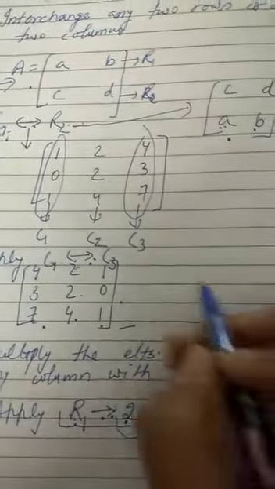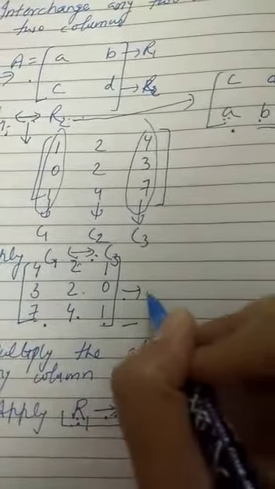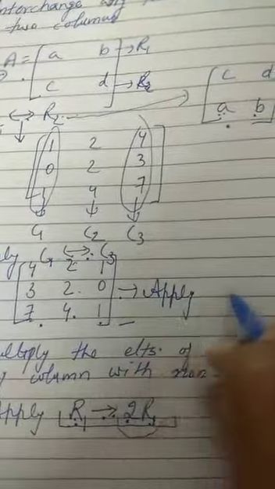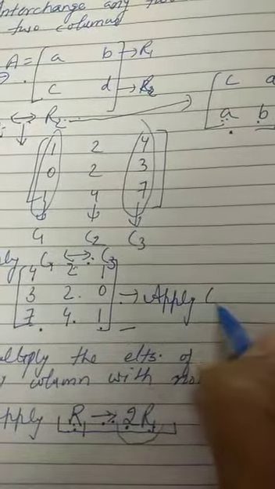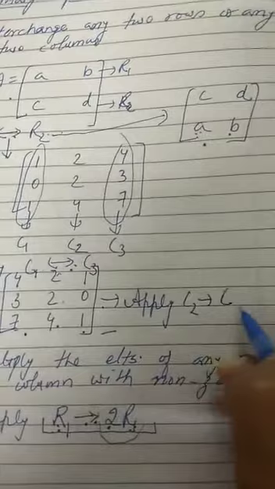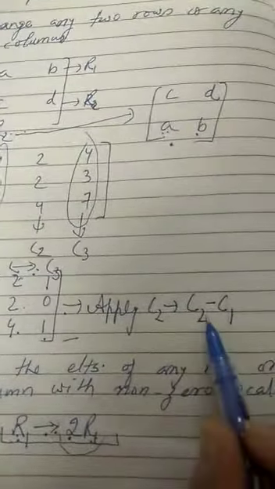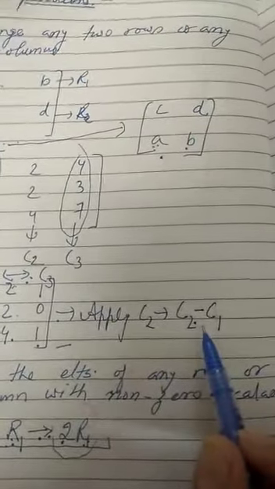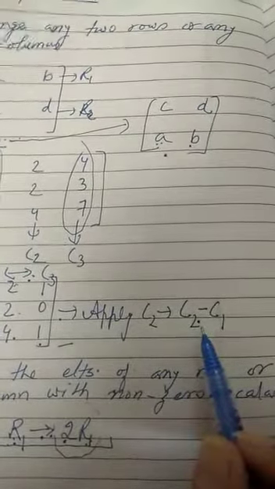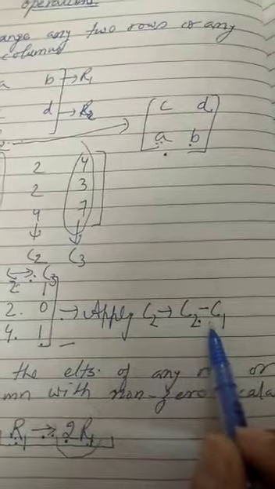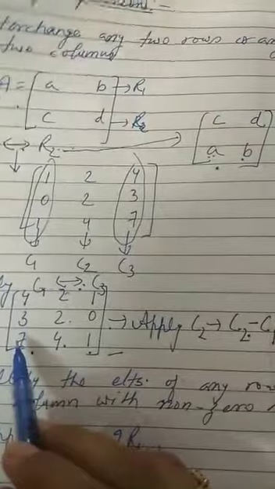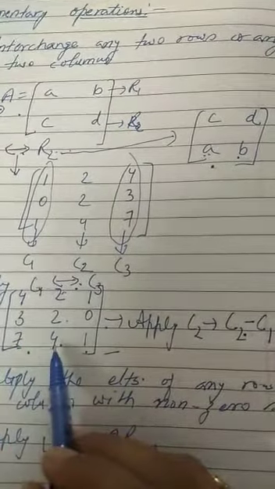Now let us do one thing. In this, I am going to apply, let us take in C2, we want to do C2 minus C1. Why have I taken the minus sign? Say if we can add the elements, we can subtract the elements as well. Because in this, first I am multiplying the elements of C1 column by minus 1 and then I am adding the elements to C2 column. So this can be done this way also.